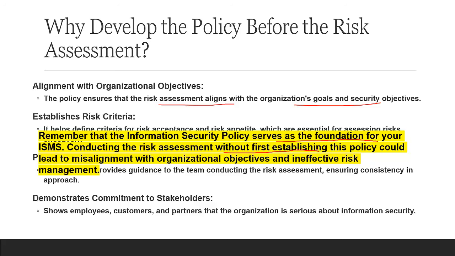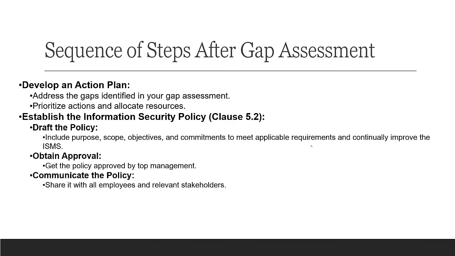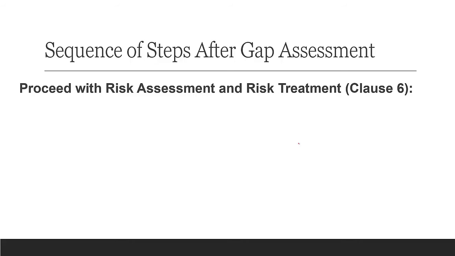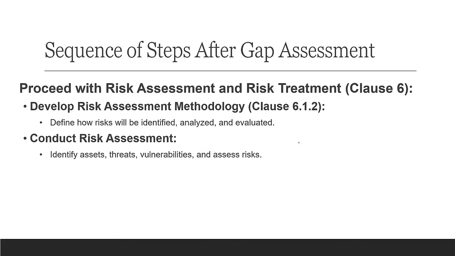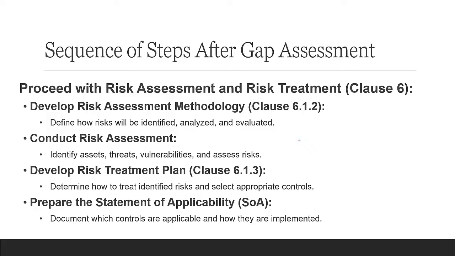So the sequence of steps after gap assessment is to develop the action plan. In my previous video, we discussed gap assessment, establishing the policy, draft, obtain approval, and then define the roles and responsibility. And once you're done with that, then you will do the risk assessment. Is it clear? Then after that, you will go for the risk assessment, define the risk identified, conduct the risk assessment, and then develop the risk treatment plan and prepare the SOA. So in my next video, I'm going to explain the risk treatment plan and risk assessment, how to do risk assessment, and what the different types of risk assessment are.